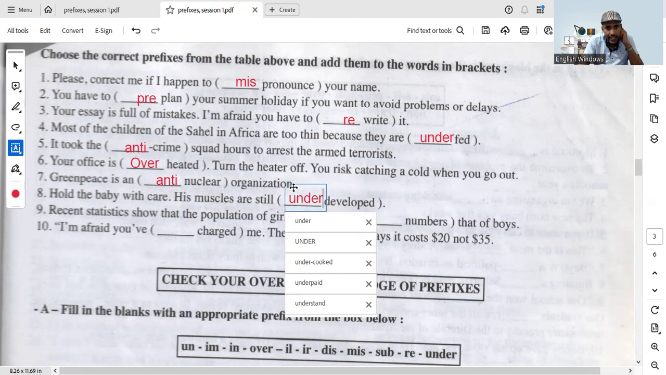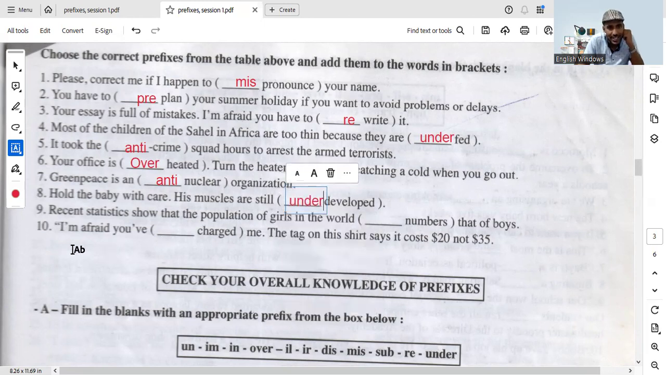Well, good, right? Next, number 9. Recent statistics show, right? Show that the population of the girls in the world numbers that of boys.